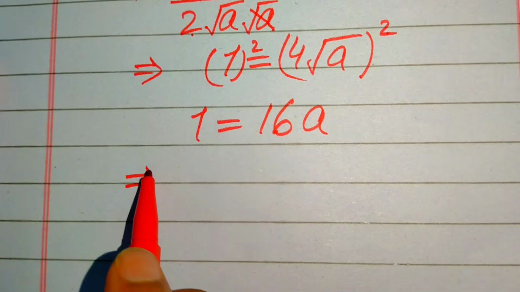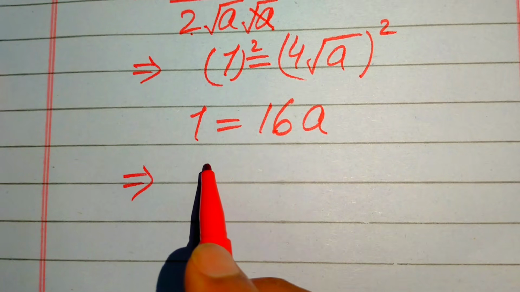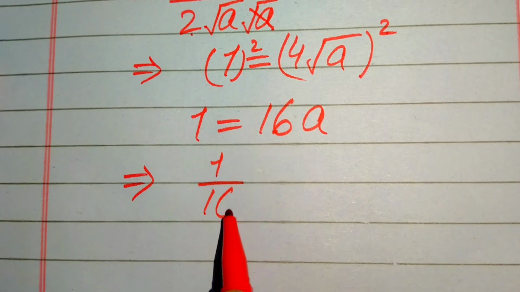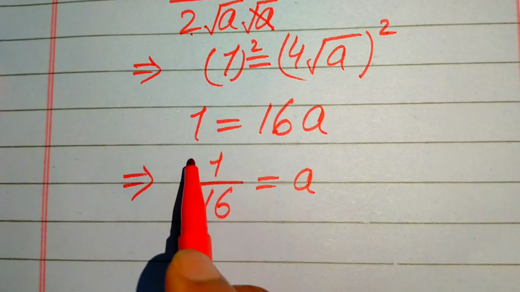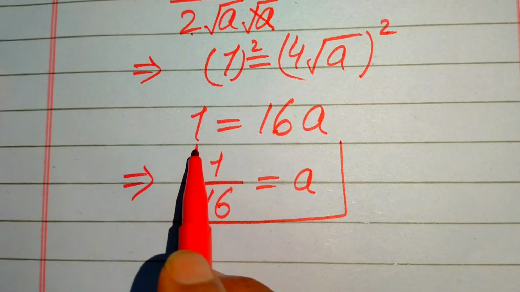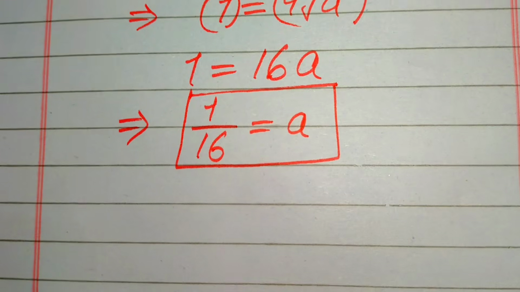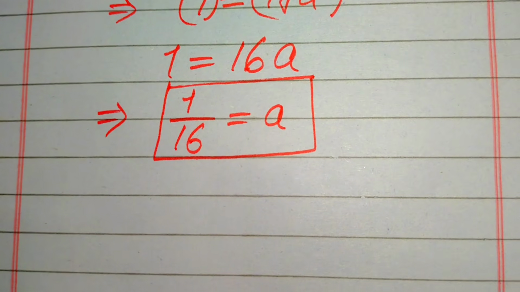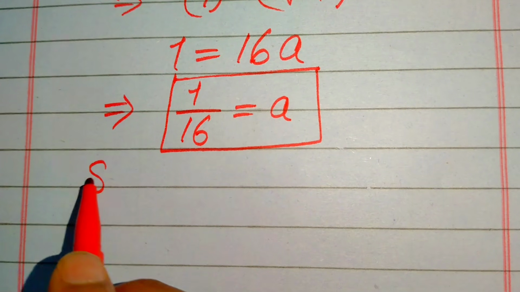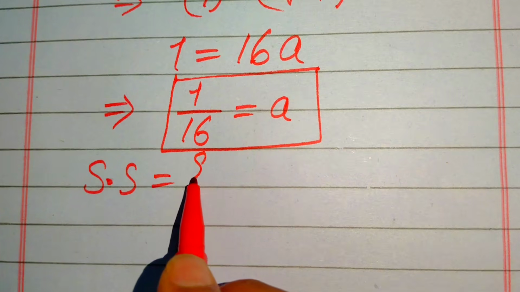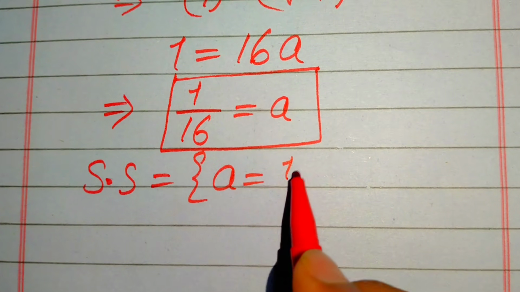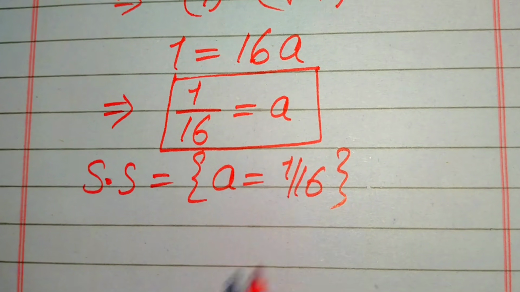And further in the next step we move the term 16 to the left hand side, and it is written as 1 divided by 16 is equal to a. So this is the value of a which we get here from the second method, but in the first method we already verified that this value of a satisfies our given question statement. And finally we have the solution set of this problem: a equals 1 over 16.